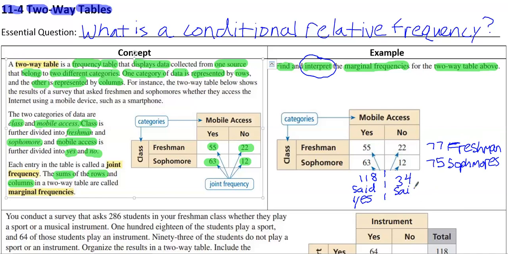So what does interpret mean? Tell us what those units are. Tell us what those labels are.